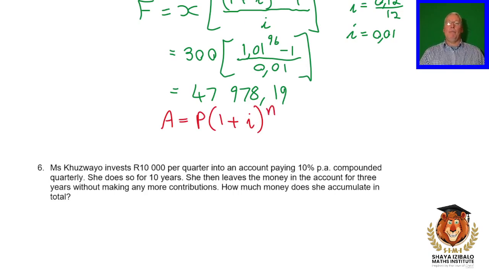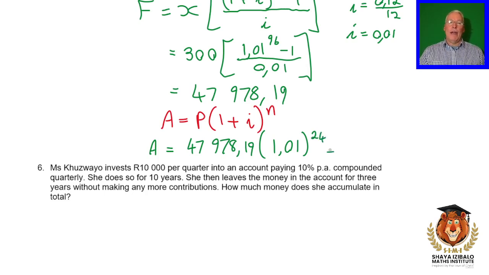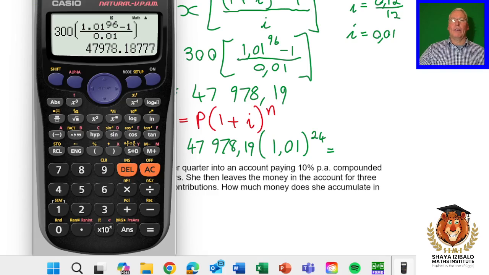All right, so what happens is that this value of 47 978 19, and I'm not going to use that rounded value, I'm going to use the exact value, becomes the P value in this calculation. So the amount that I end up with is going to be that. Remember, my interest rate is 1%, so the multiplier is 1.01, 1 plus i, 1 plus 0.01. And now 2 more years, but the interest is compounded monthly, so 24 months, and that will give us our final balance. Let's take a look at what it is.